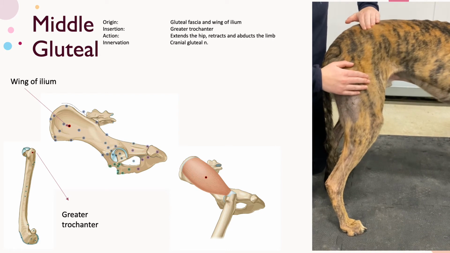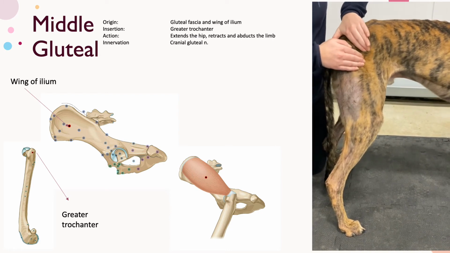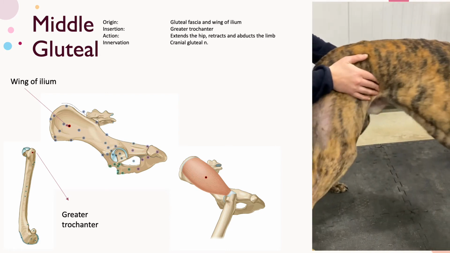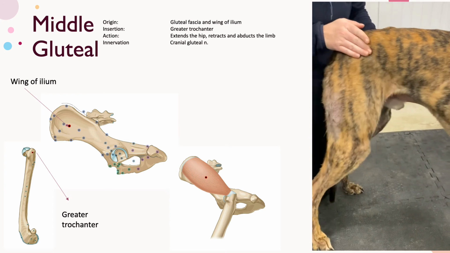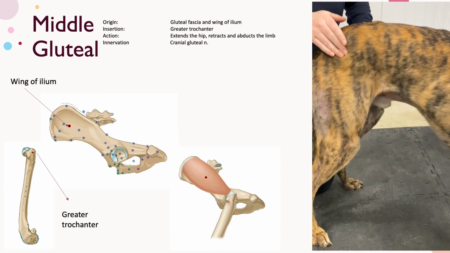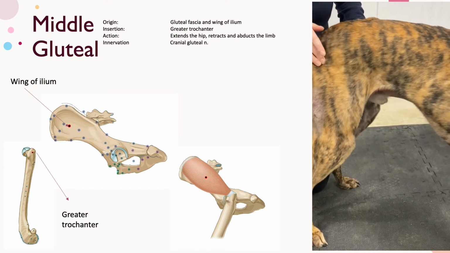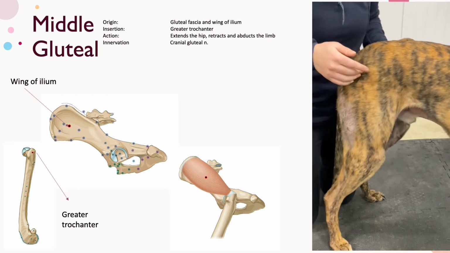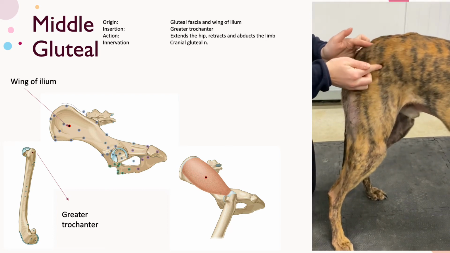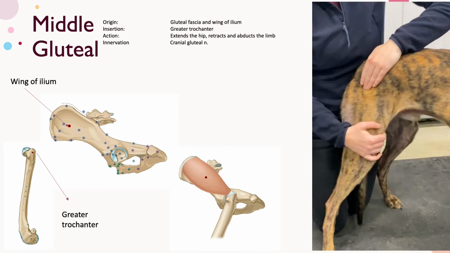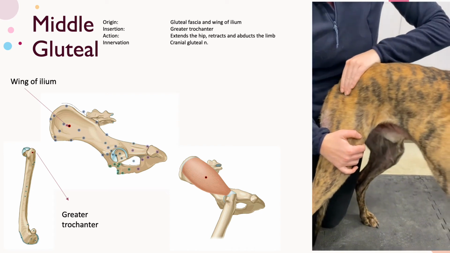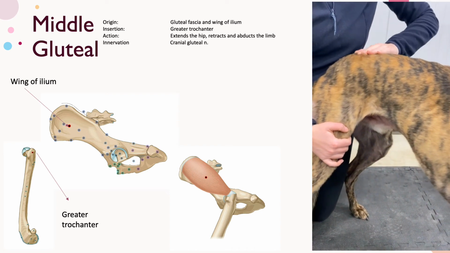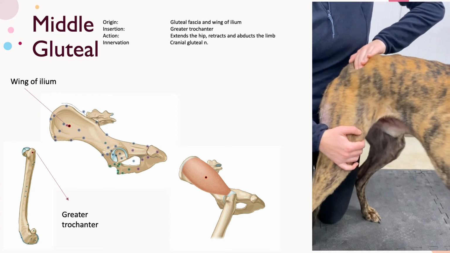Then highlighting where the wing of the ilium is, and then coming down to find where the greater trochanter is, outlining the muscle. Then palpating in fibre, and then cross fibre.